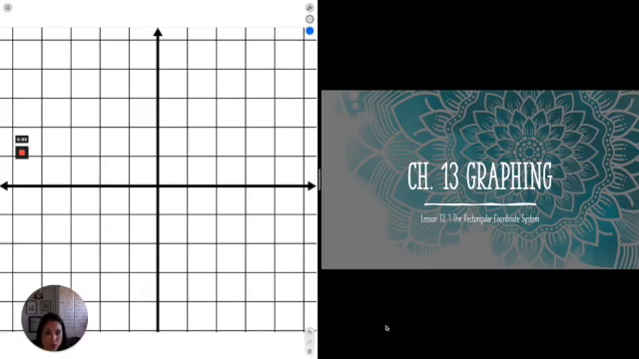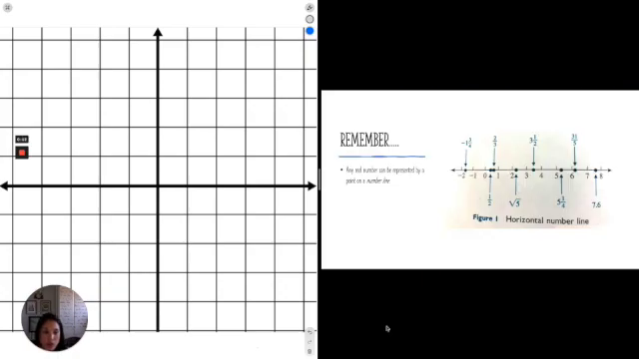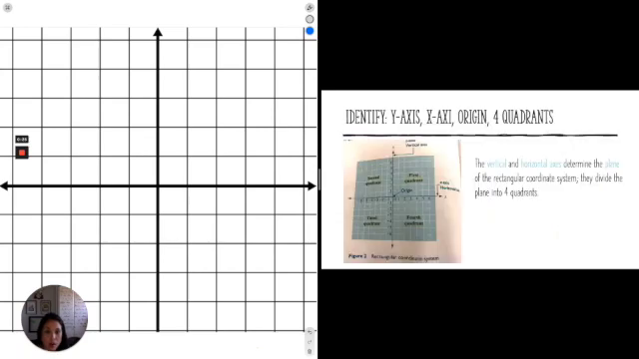This is chapter 13, graphing, and this is your introductory lesson on the rectangular coordinate system. You are all familiar by now with the horizontal number line, and points on a horizontal number line can be represented by real numbers, which are positive, negative, decimal, or fractions. Okay, look at this graph here. There are a few things I would like to point out.